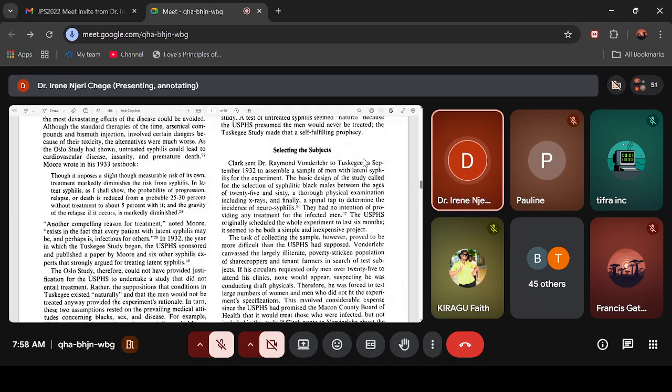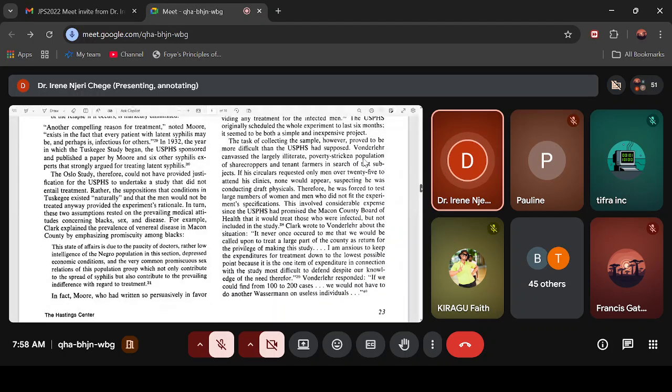The USPHS originally scheduled the whole experiment to last 6 months. So remember, this experiment was to last 6 months, and you'll see it lasted years. The task of collecting the sample, however, proved to be more difficult than the body proposed. So the doctor canvassed that largely illiterate, poverty-stricken population of sharecroppers, those are just farmers, and tenant farmers, in search of test subjects. So they decided to go to very poor people. Already this population is vulnerable, even in those days.